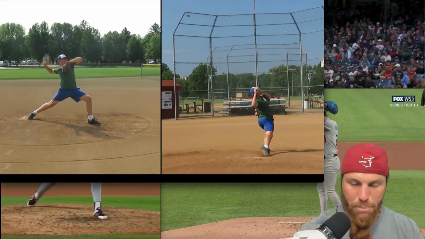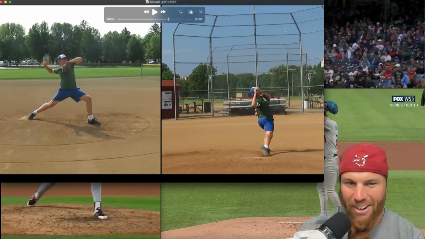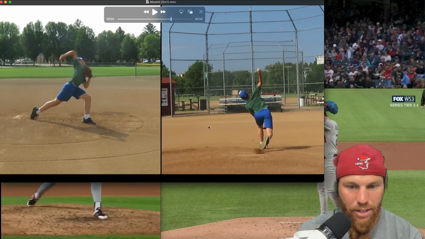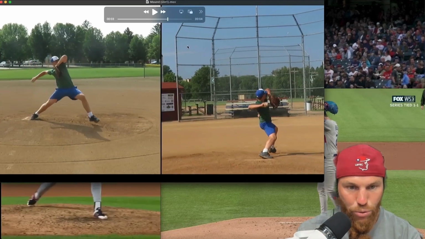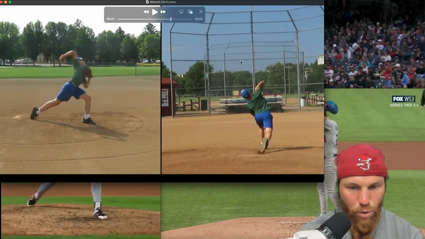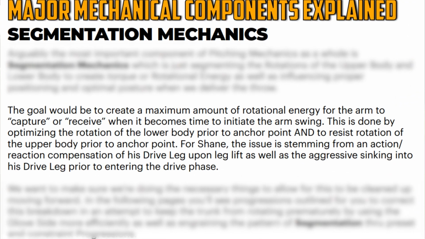You hear hip shoulder separation a lot. It's creation of rotational energy, which accounts for about 80% of total energy production within the delivery. That's why it's going to be a huge piece to truly optimize in anyone's throw, because you're allowing for a maximum amount of rotational energy to be created to then capture with the throwing arm.